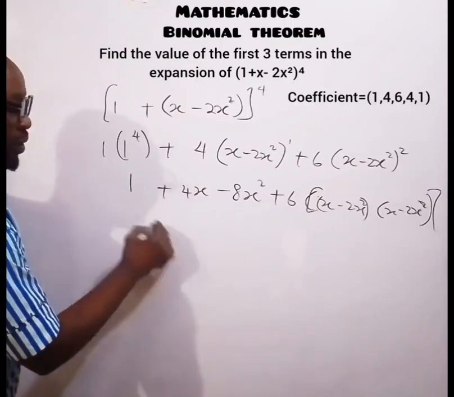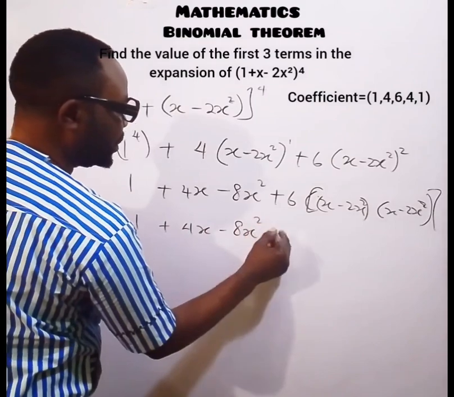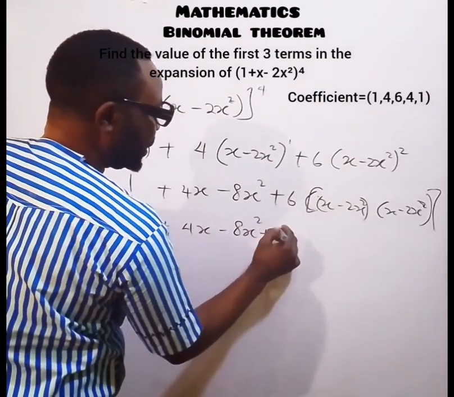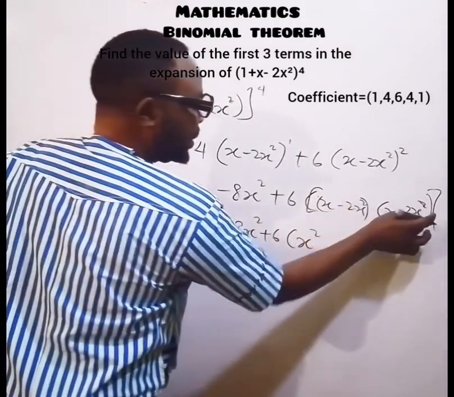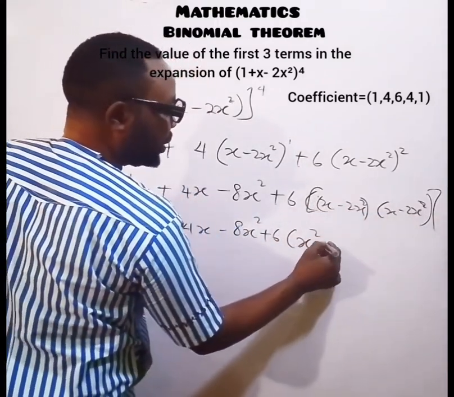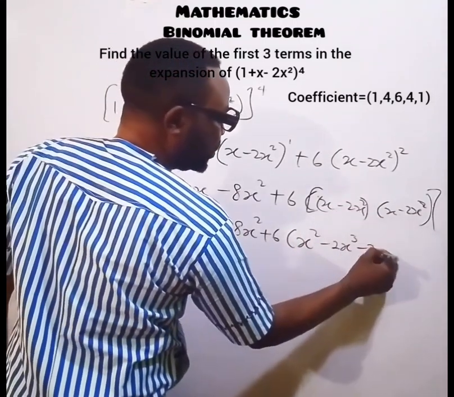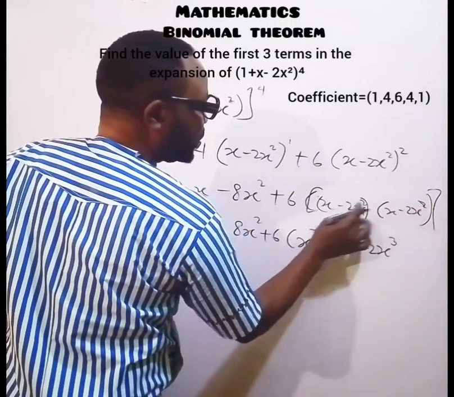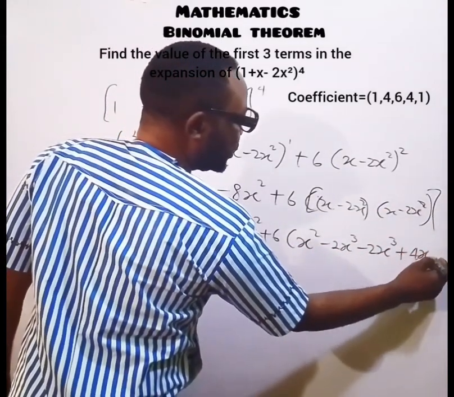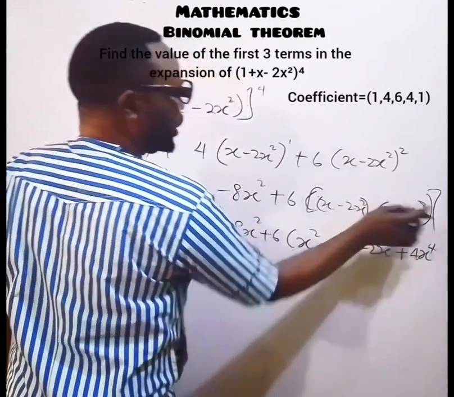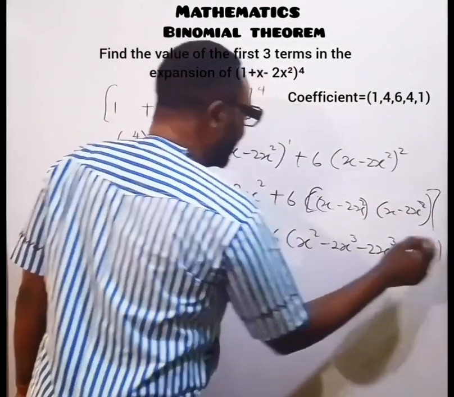This value will be transformed into 1 plus 4x minus 8x raised to the power of 2 plus 6 into x times x, that's x squared, x times minus 2x squared, that will be minus 2x raised to the power of 3, then minus 2x times minus 2x squared, that will be equal to plus 4x raised to the power of 4, because x raised to the power 2 multiplied by x raised to the power 2 will give us x raised to the power of 4. You close the bracket.